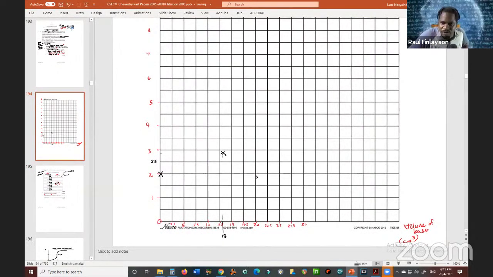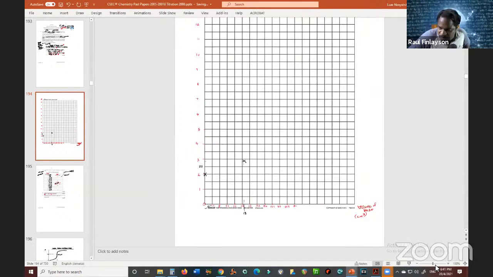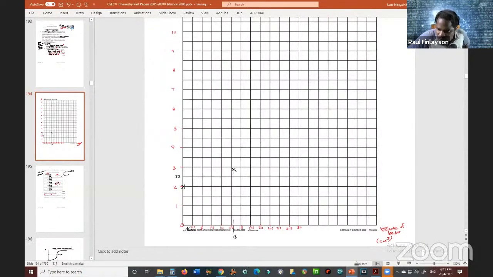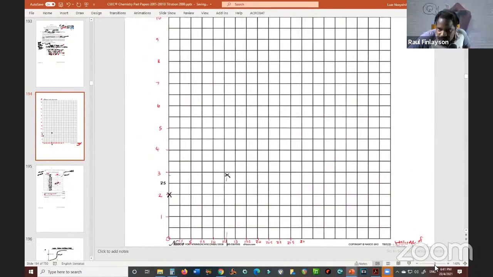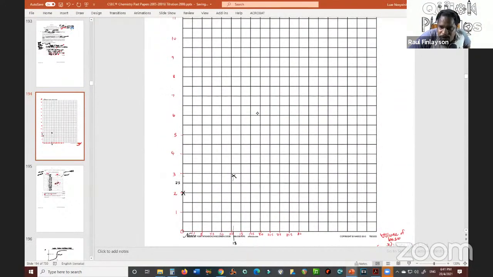So let's find 10.2, and we will zoom in. We have to zoom in so we can get some space here to find both of those numbers. So 10.2 would be somewhere here, guys. And of course, 15.5 would be just about here.